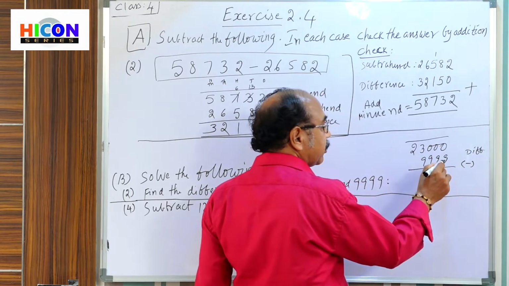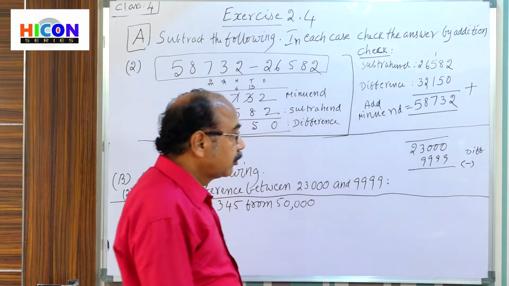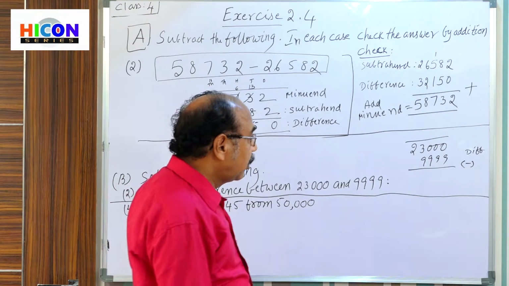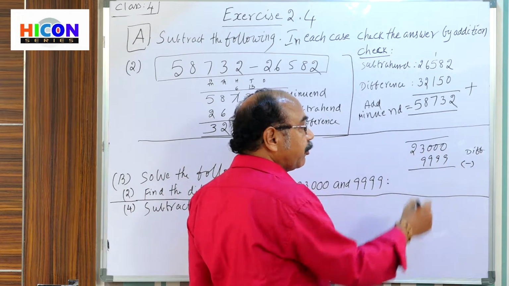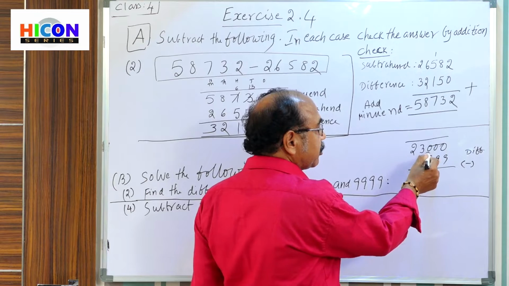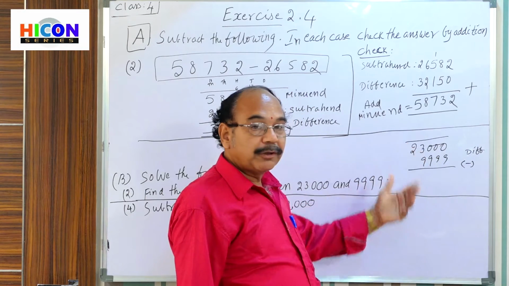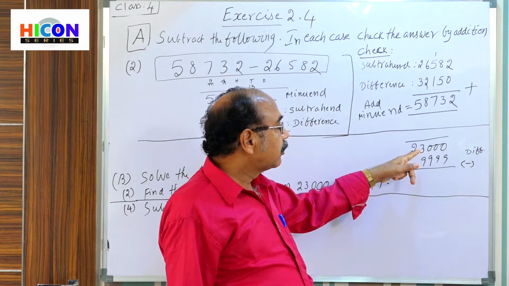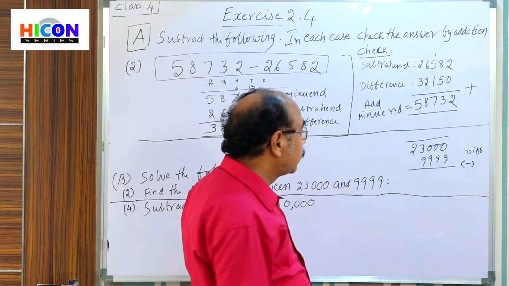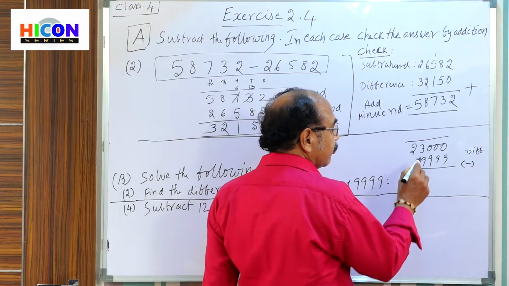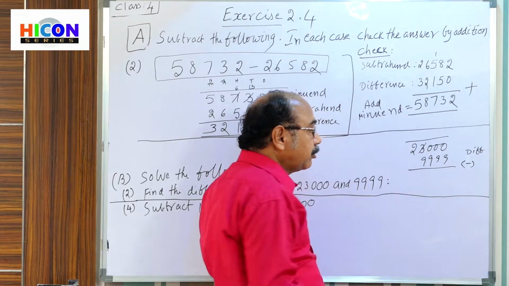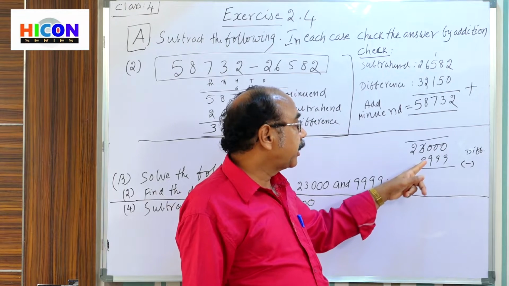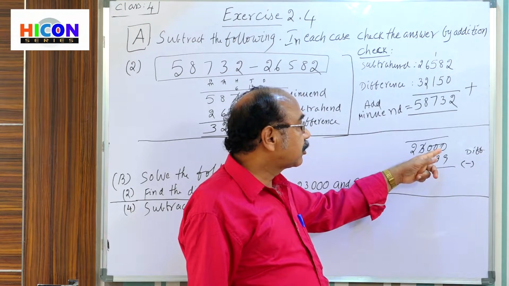Can you subtract 9 from 0? We cannot subtract 9 from 0. That's why ask borrow from its before place. But here before, what are there? Zeros are there. They can't give borrow. Because it has no value. That's why zeros can't give borrow.